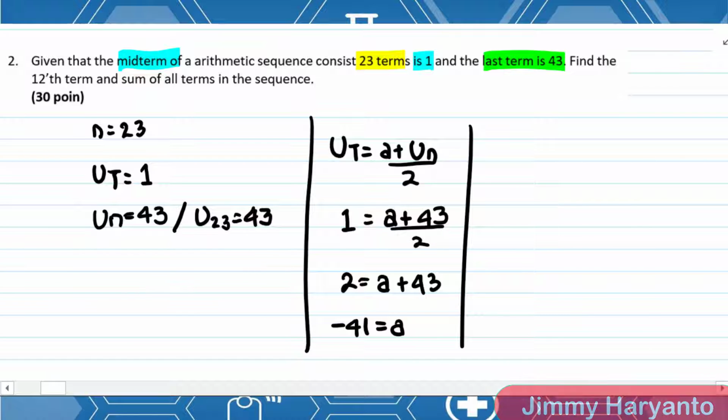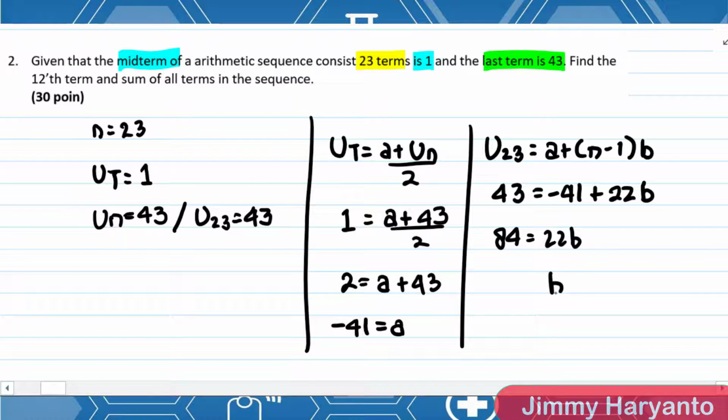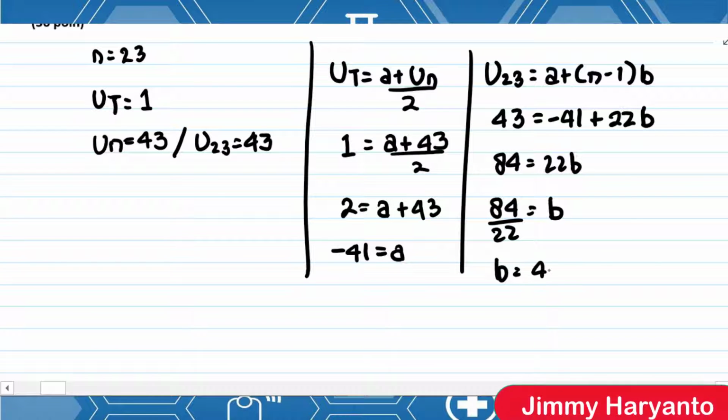After you get the a, you can find the b using u23, the last term. The last term is a plus n minus 1 times the difference. So u23 is 43 equals a, which is negative 41, plus 23 minus 1, 22, times b. 84 equals 22b. Okay, the number is not good, but that's okay. We can divide by 2, so it will become 42 over 11.